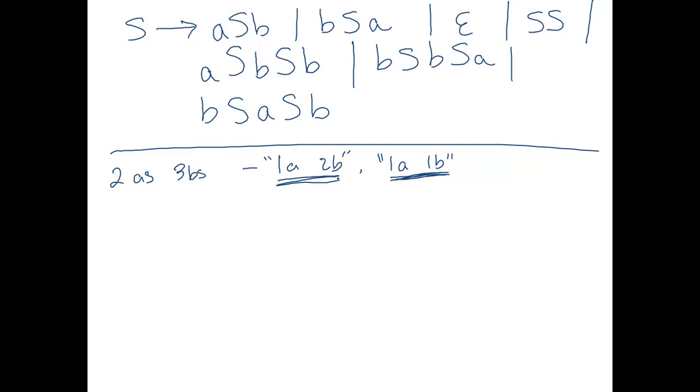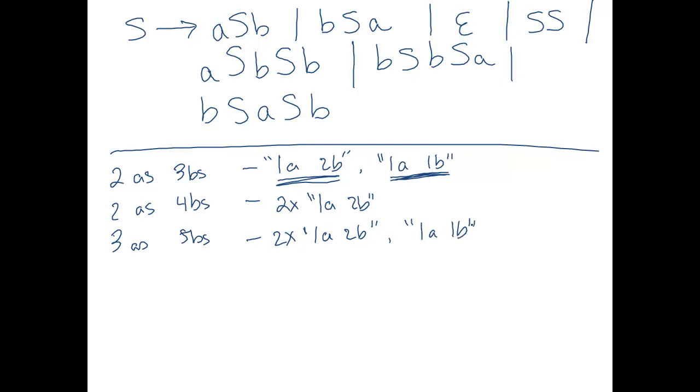So if I have, say, 2 A's and 4 B's, what am I going to do? I'm actually going to use 2 of the rules that gives me 1A and 2 B's. That gives me 2 A's and 4 B's. If I have 3 A's and 5 B's, what am I going to do? I'm going to use 2 times the rule that gives me 1A and 2 B's. So we're now going to have 2 A's and 4 B's. And I'm going to use one of the rules that gives me 1A, 1B.